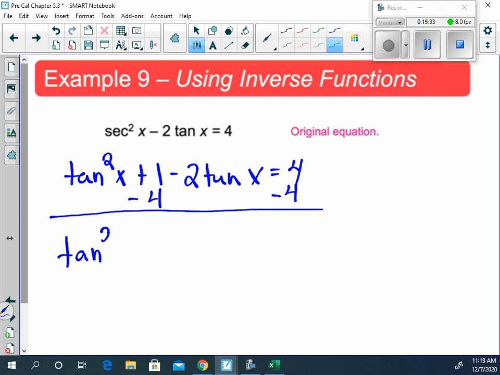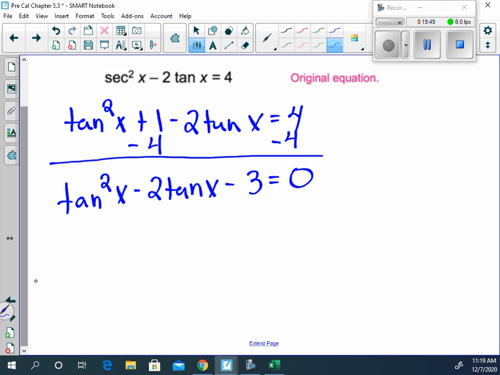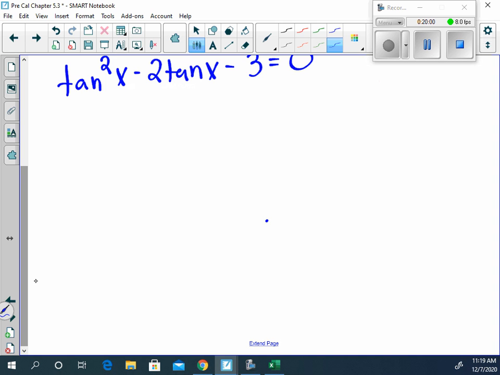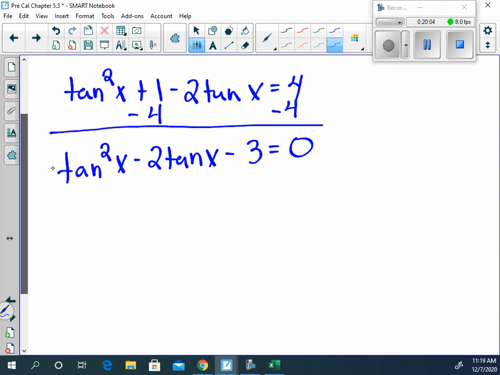So tangent squared of x minus 2 tangent of x minus 3 is equal to 0. So we're just using this identity to get to here. Because I need it all in terms of tangent or secant or cosecant or cotangent, sine or cosine, in a form that I can actually manipulate. So here it was easier to get it into tangent.